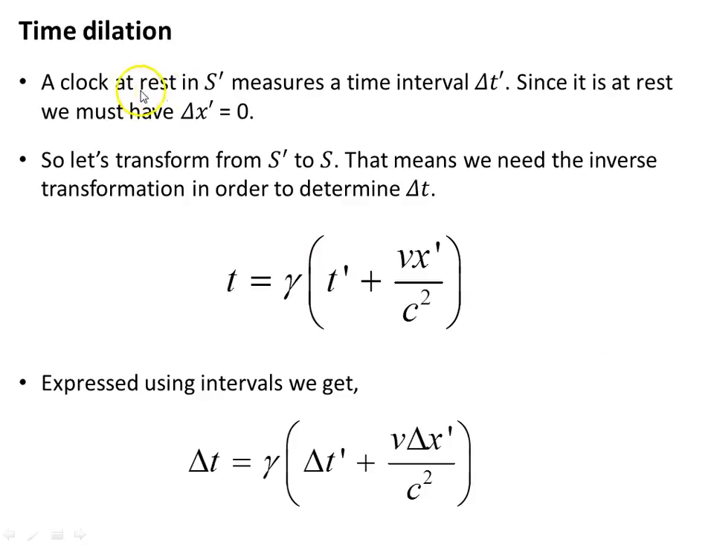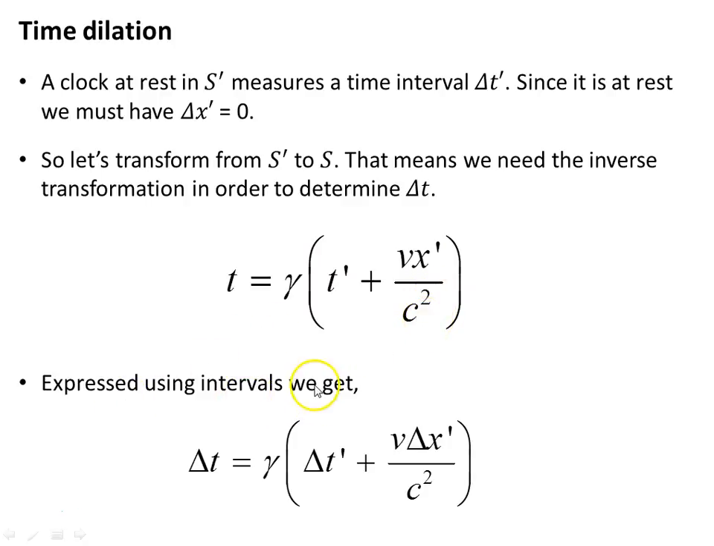Alright, time dilation. A clock at rest in S prime measures a time interval delta t prime. Since it is at rest, we must have delta x prime is 0. So let's transform from S prime to S. That means we need the inverse transformation in order to determine delta t. So the inverse transformation is t equals gamma times (t prime plus, notice a plus not a minus, v x prime on c squared).